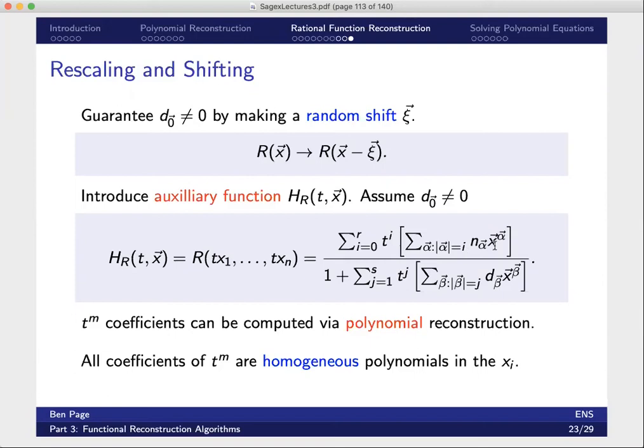In this way, we have managed to reduce our multivariate rational function construction problem to the composition of a univariate rational function algorithm and a multivariate polynomial algorithm. This brings me to the end of the rational function section.